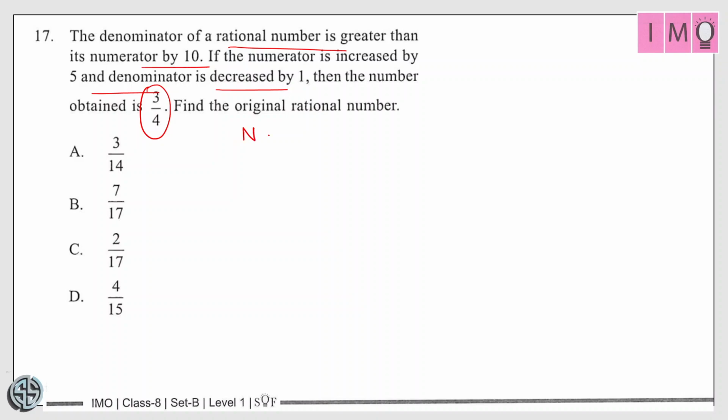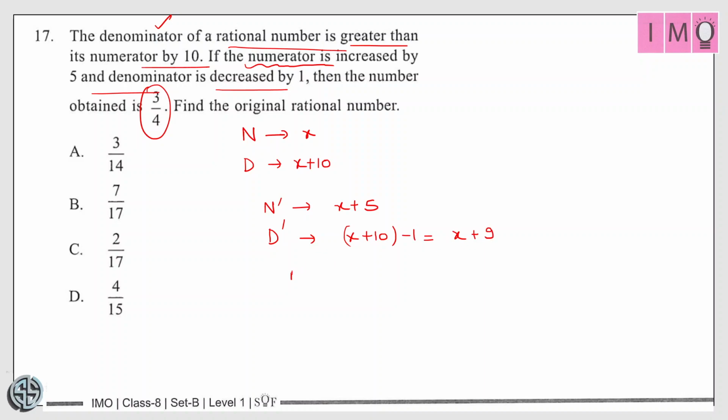We can assume, let the numerator be x. We will not be writing in detail, obviously, in these type of papers. So if I am assuming the numerator as x, what will our denominator become? Because it is given the denominator of the rational number is greater than its numerator by 10, the denominator will definitely become x plus 10. Now, it is said if the numerator is increased by 5, your new numerator has become x plus 5, and the denominator is decreased by 1, so the initial x plus 10 decreased by 1 will become x plus 9.